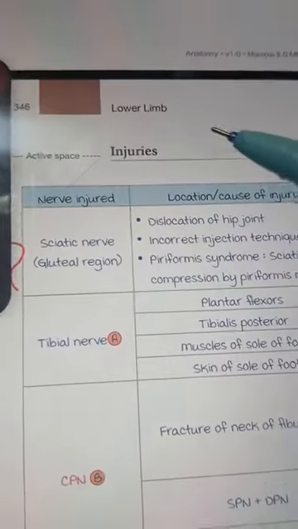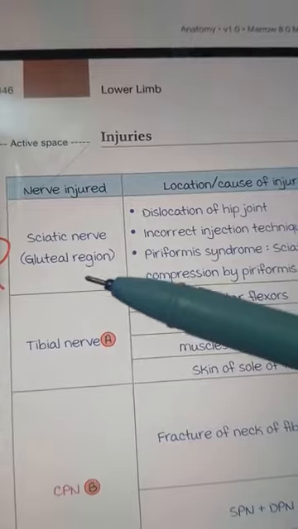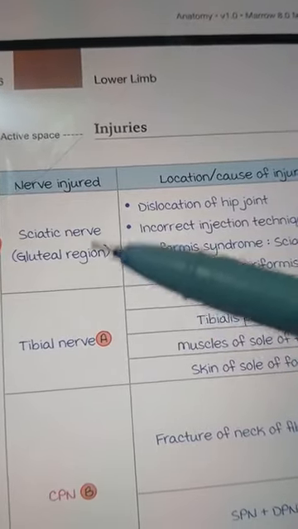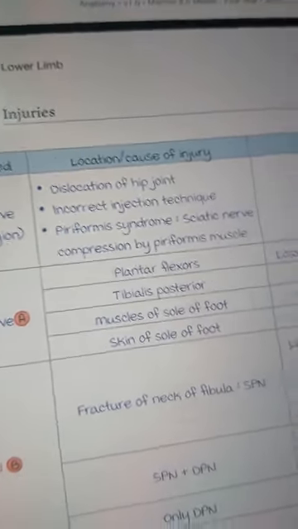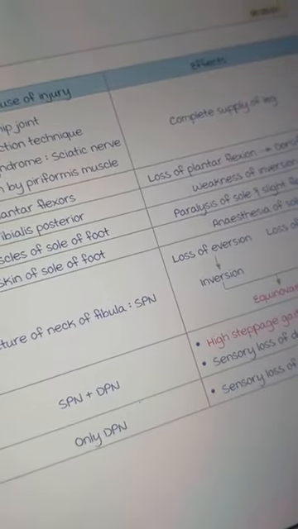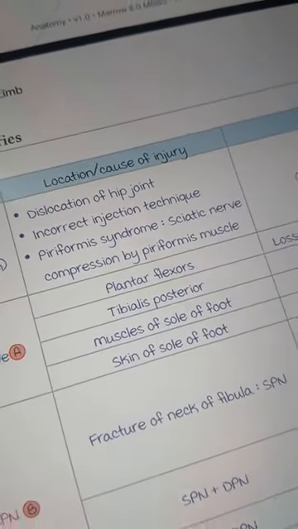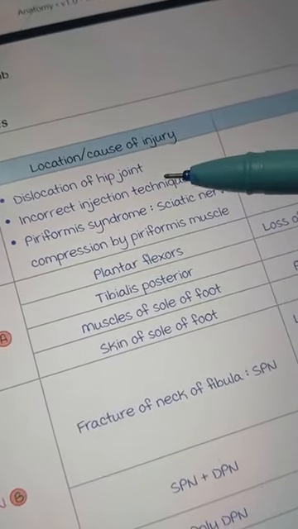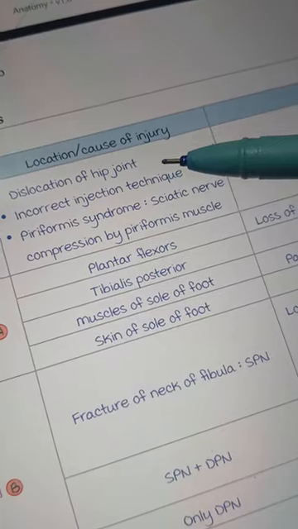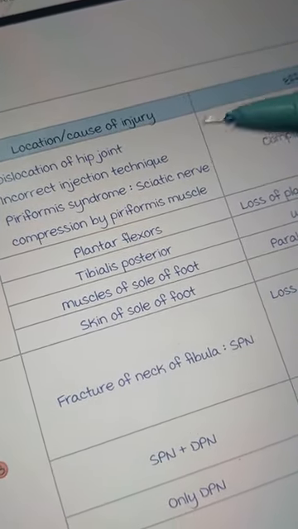Now let's quickly discuss the injuries. For example, if the sciatic nerve is injured in the gluteal region, what will happen? Most important, if it is injured in the gluteal region, the effect will be that the complete supply of the leg will be hampered. Why? Because a dislocation of the hip joint occurs. In ortho you mostly see hip displacement surgery, dislocation surgery. Why is surgery such a big thing for the treatment?